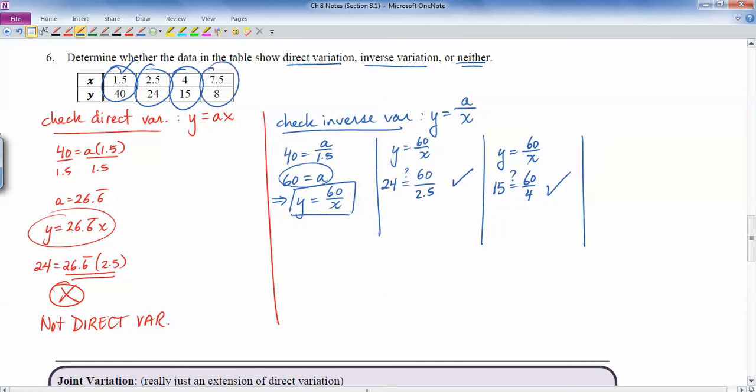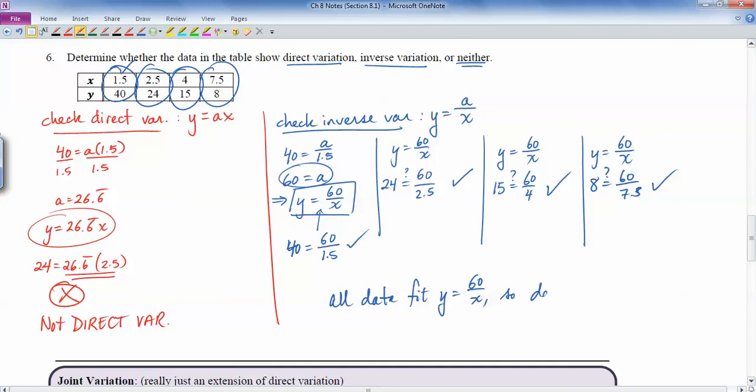And then if I try it with my last set of data, I plug in 8 for y. Oh, let me write the equation first. y equals 60 over x is what we're testing. If I plug in 8 for y and 7.5 for x, is that equal? If you plug that into your calculator, yeah, it's equal. And of course the original data point has to work because that's how we got this equation in the first place. But if you really wanted to check it, if I plug in 40, is that the same as 60 over 1.5? Which it is. So all the data fit y equals 60 over x. So the data show inverse variation.